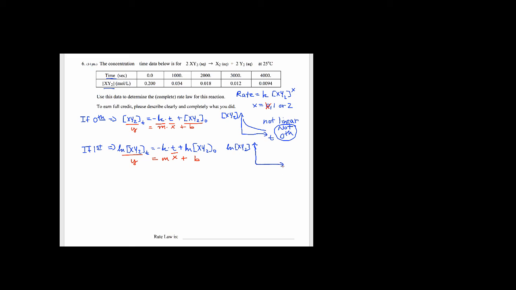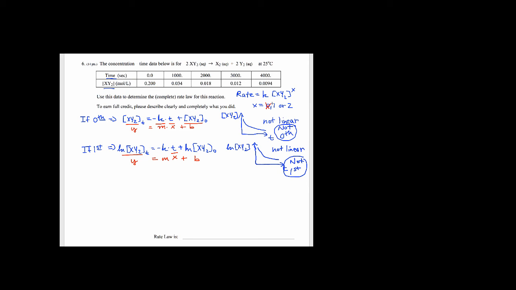And so a graph of t versus ln of XY2 would give us a straight line with a slope of negative k. And if we do the graph of this, turns out we get a curved line as well. So once again, this one's not linear, and since it's not linear, we can conclude that this is not a 1st order process, because if it was 1st order, we'd get a straight line if we graphed ln of XY2 versus t.